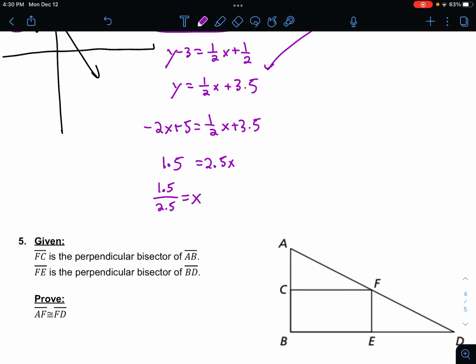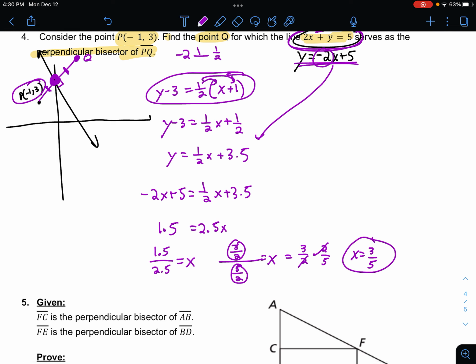Now, if I want to reduce this, I could look at this as being the fraction 3 over 2 over the fraction 5 over 2. And if I divide one fraction by another, I can also treat this as 3/2 multiplied by the reciprocal, 2 over 5. The 2's cancel, giving me x is equal to 3 over 5.